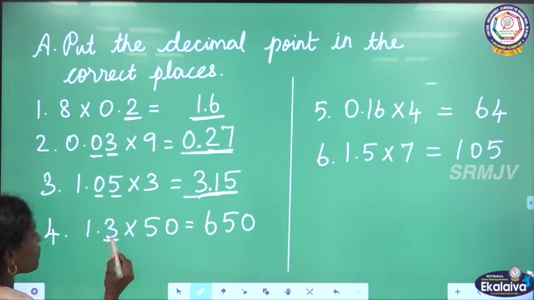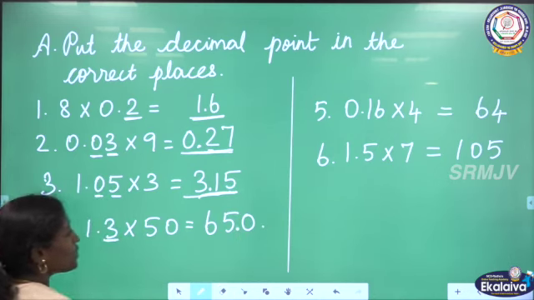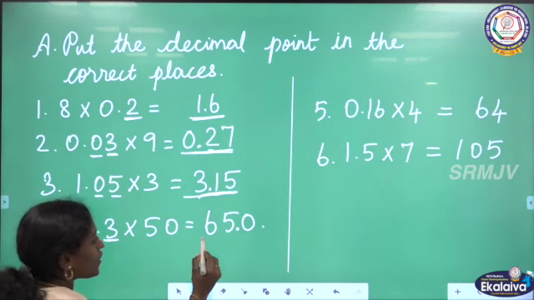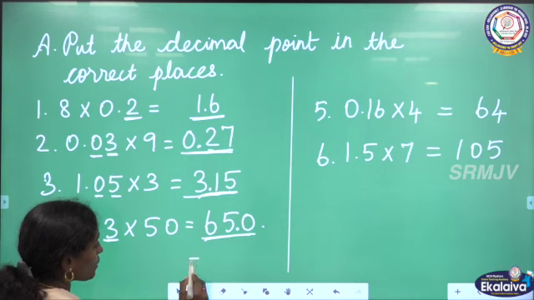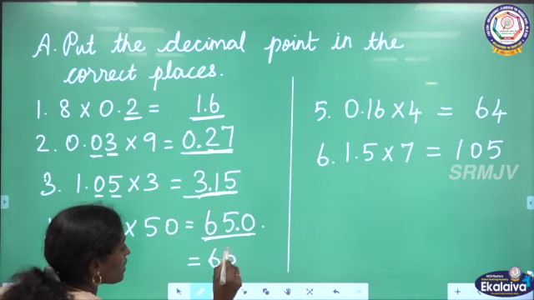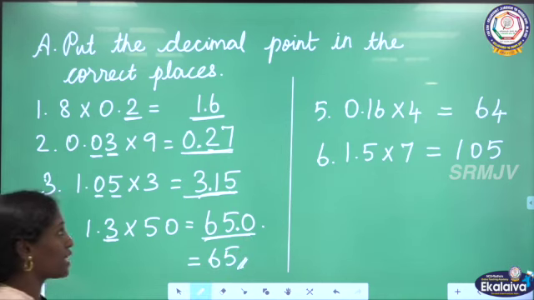The next one, 1.3 into 50. Here in question, only one decimal place. So, from the last, before one digit, we have to keep the decimal point. It will become 65.0. Otherwise, it will become a whole number 65. The decimal part is 0. So, we can write it as 65.